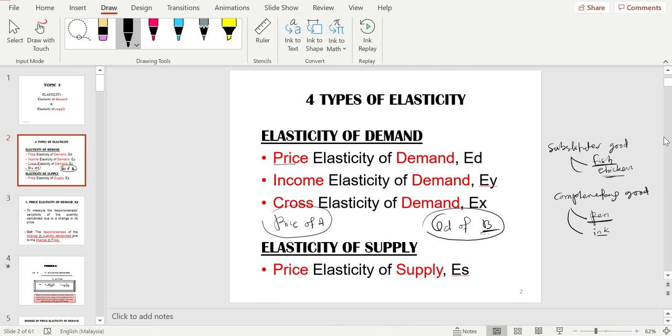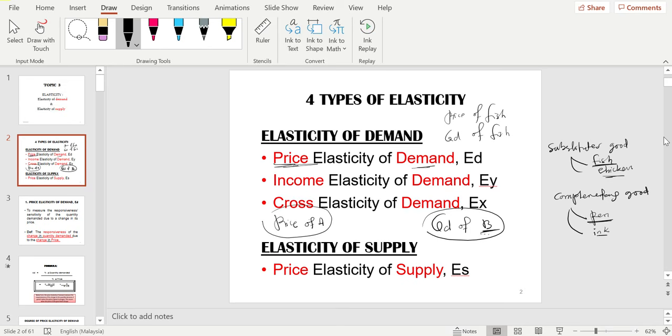Well, for price elasticity of demand, although this one is also about price, it is the same type of good. For example, when the price of fish changes, how will it affect the quantity demand of fish also? Right, that one is price elasticity. The price of fish, what is the effect on quantity demand of fish? The price of Milo, what is the effect on quantity demand of Milo? Same types of good for this one. But for this one, the price of one product to another product. Okay, hopefully you are okay with that.